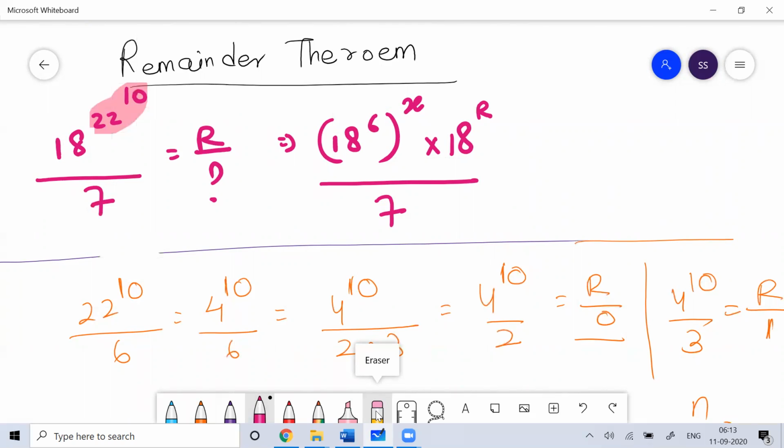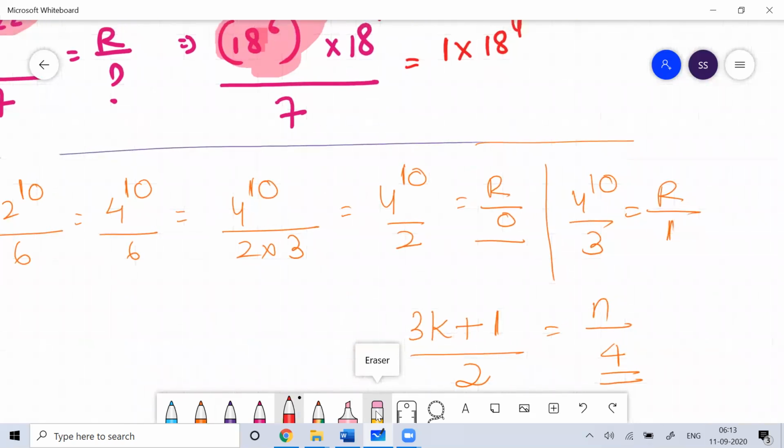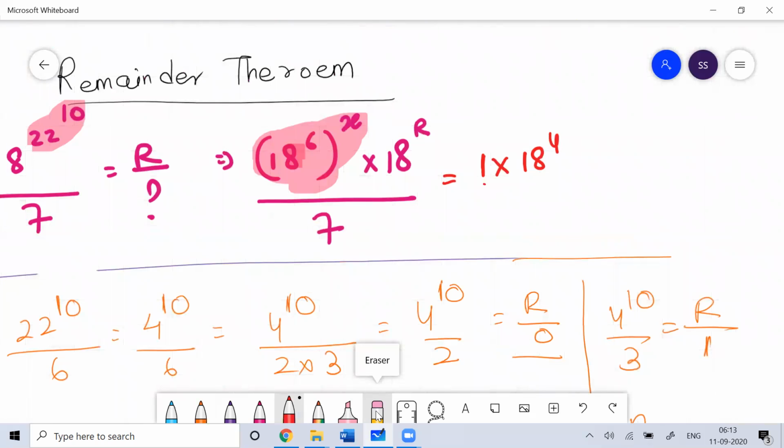So you know that this will give the remainder 1. So what is left is 18. It is giving remainder 1, and this is 18 to the power, how much are you getting? 4. 18 to the power 4 divided by 7.